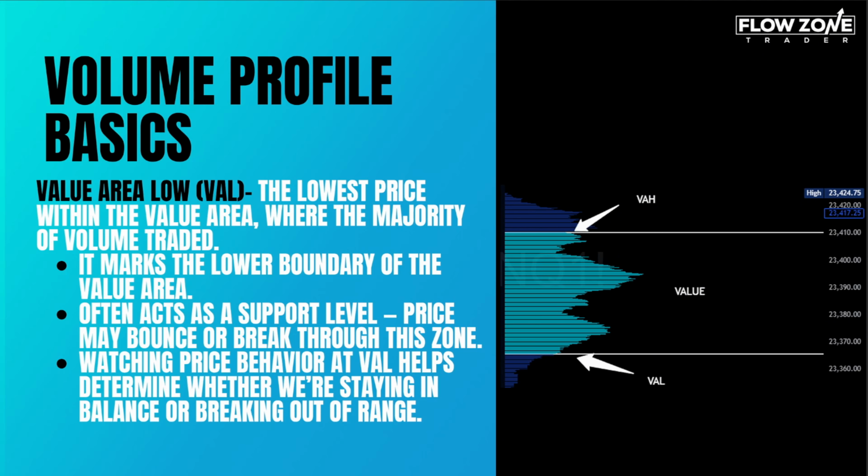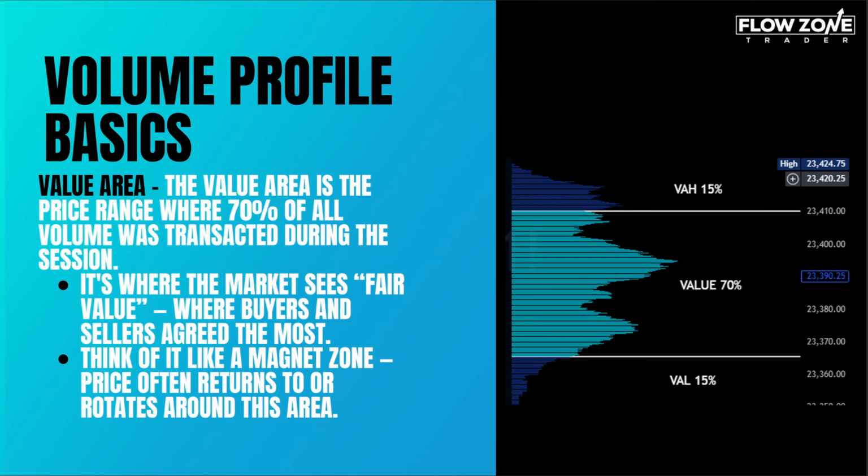Okay, so now you understand what the value area high is, what the value area low is, and what the point of control is. The next part to look at is the value area. Now, the value area is the price range that represents 70% of all volume that has been transacted during the session. So in this case, it's the bright blue area. That is the value area.